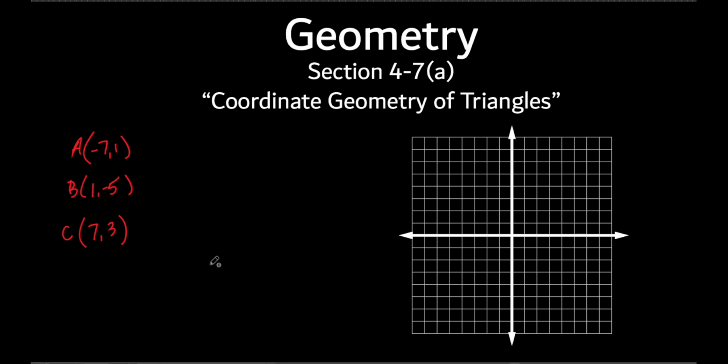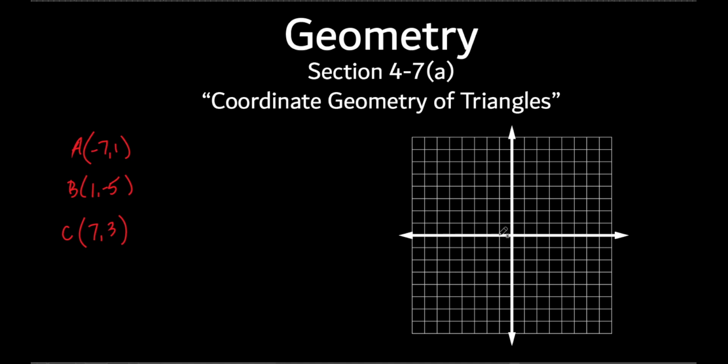So there we go. What we're going to do, I gave you 3 points. We're going to find the slope of all 3 sides of the triangle, and then we're also going to find the distance of all 3 sides of the triangle. So we're going to find 6 different things here. Okay. So let's plot it first.